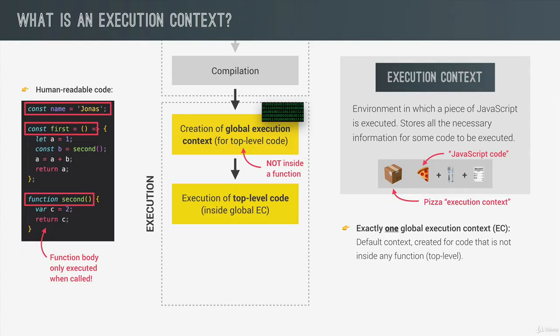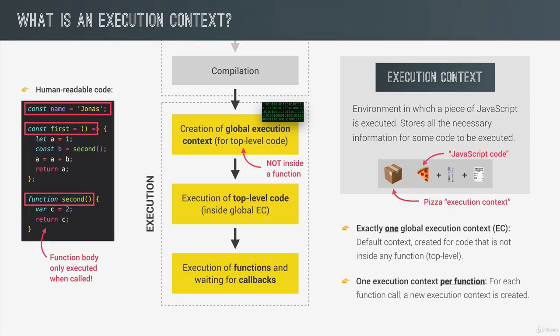Okay, and once this first code, so the top-level code, is finished, functions finally start to execute as well. And here is how that works. For each and every function call, a new execution context will be created containing all the information that is necessary to run exactly that function. And the same goes for methods, of course, because they're simply functions attached to objects, remember? Anyway, all these execution contexts together make up the call stack that I mentioned before, but more on that in a second.